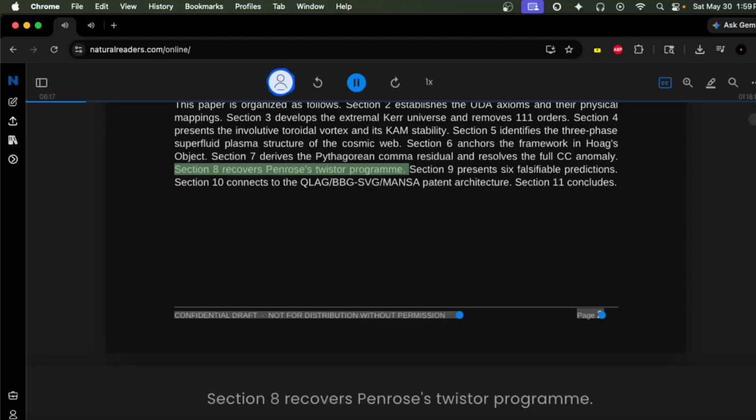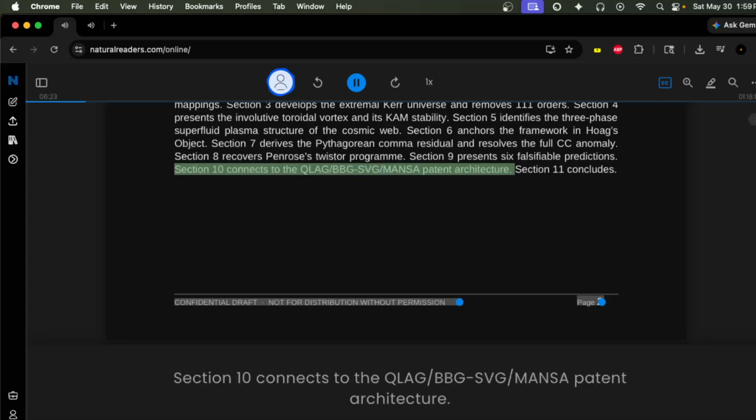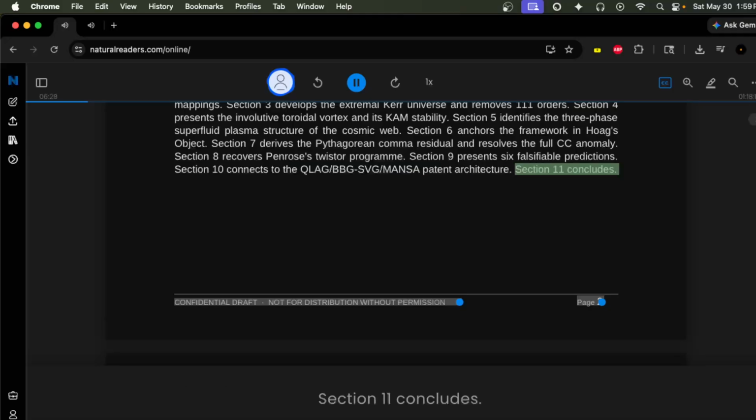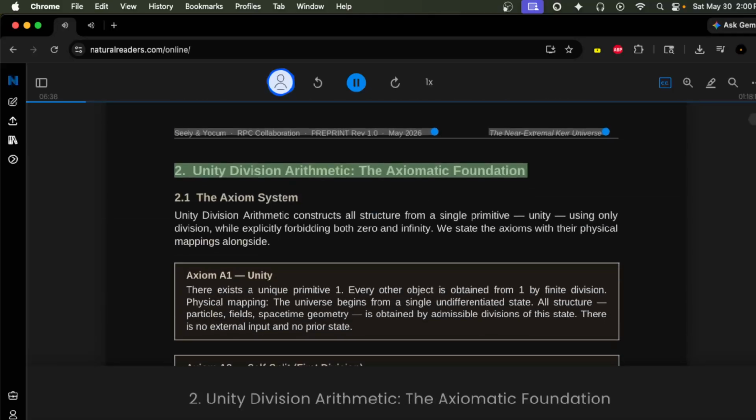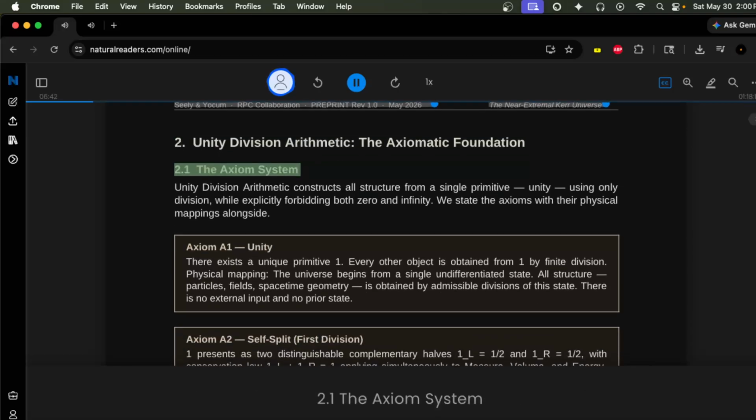Section 8 recovers Penrose's twistor program. Section 9 presents 6 falsifiable predictions. Section 10 connects to the QLAG, BBG-SVG, Mansa patent architecture. Section 11 concludes. 2. Unity Division Arithmetic, the axiomatic foundation.